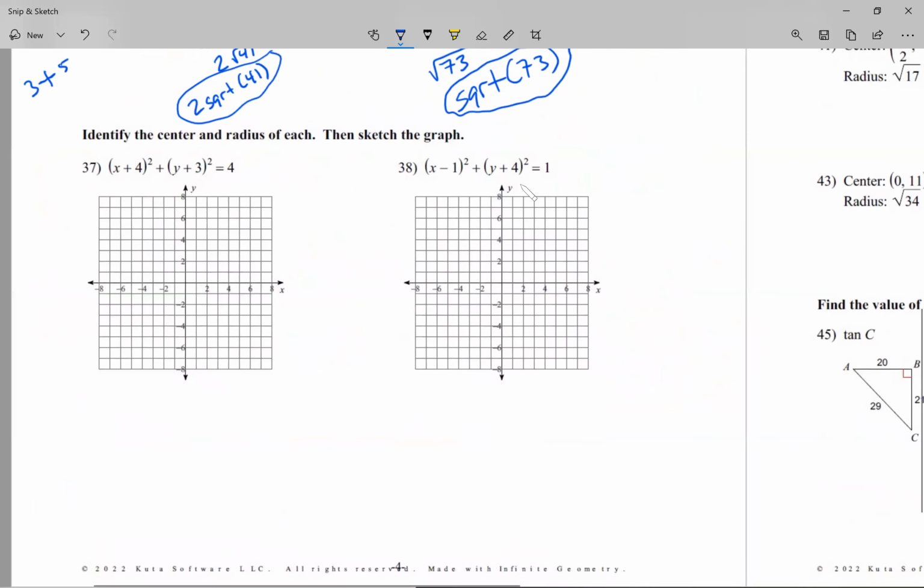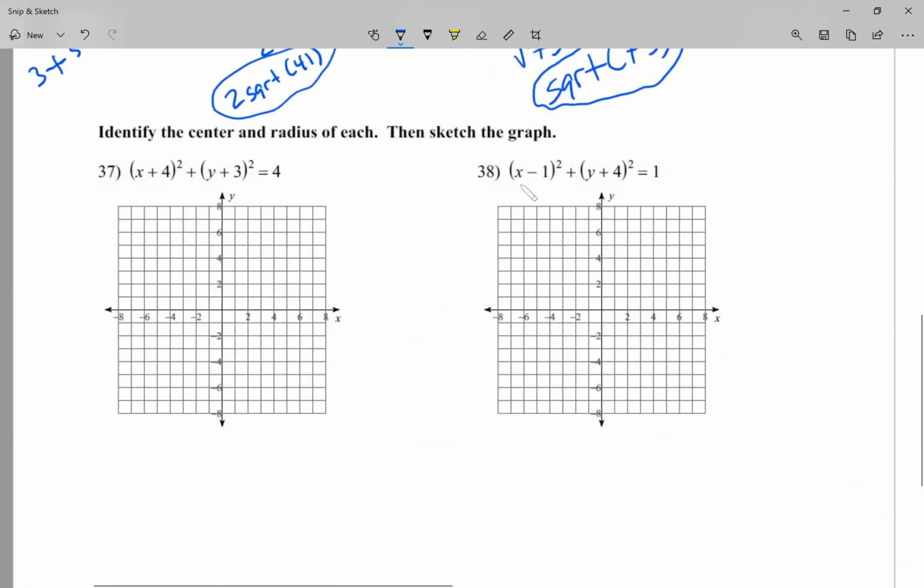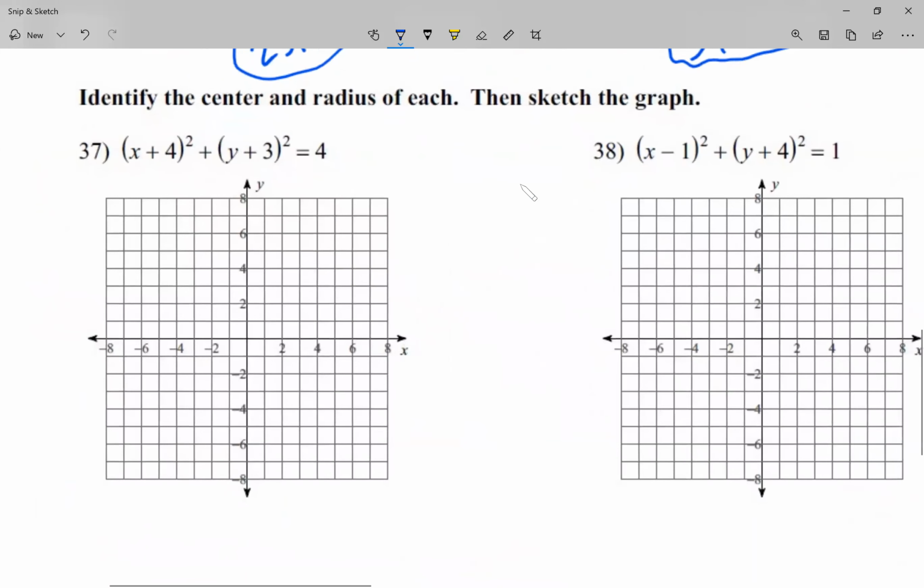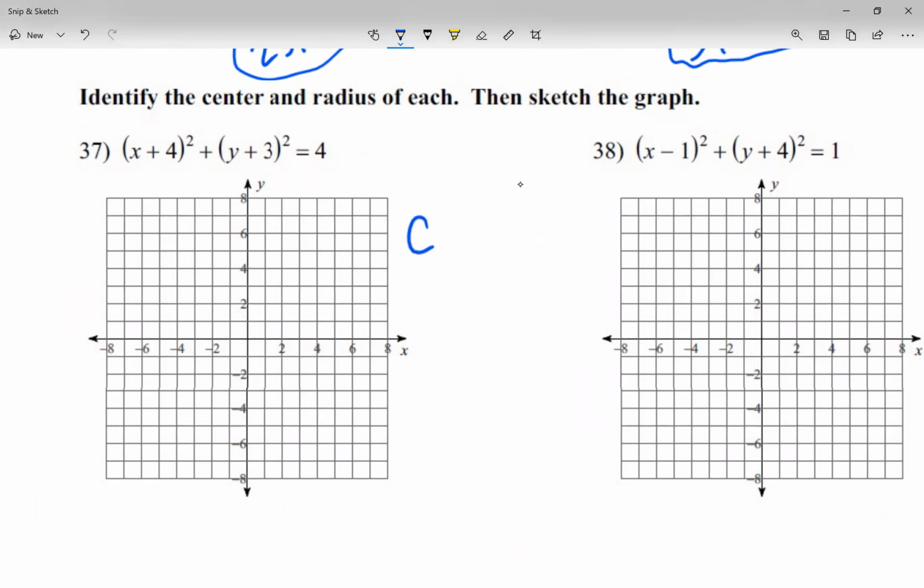Now, we're going to move on now to circles. Here it says, identify the center and the radius of each. A circle has a center and a radius. And then we're going to sketch the graph. The interesting part is for my center, I'm going to put a C for center. For the center, I'm going to use my values that I have inside my parentheses.